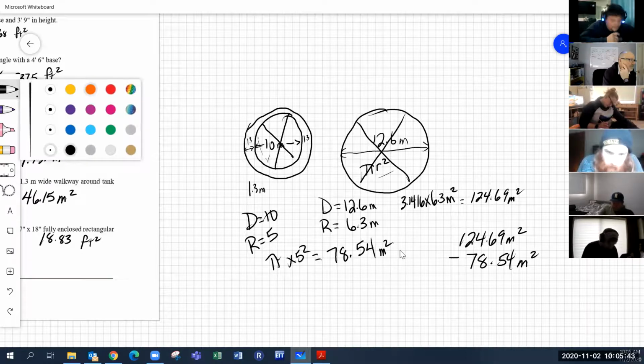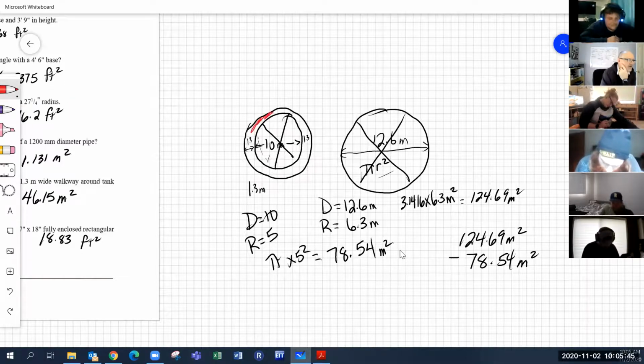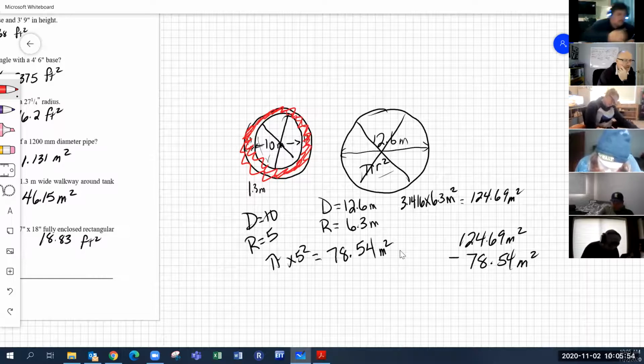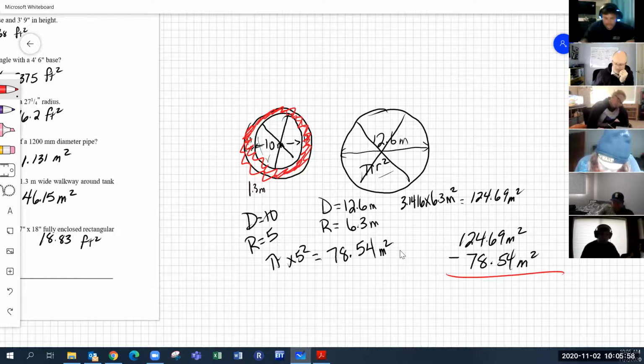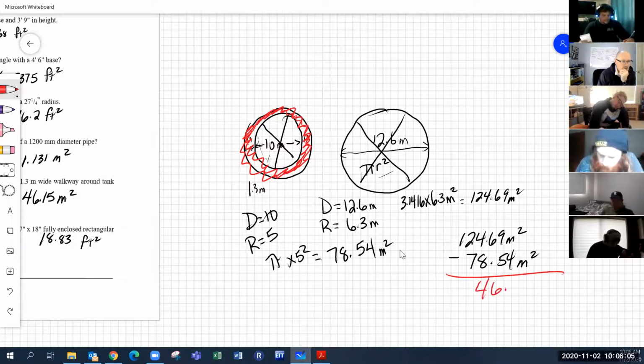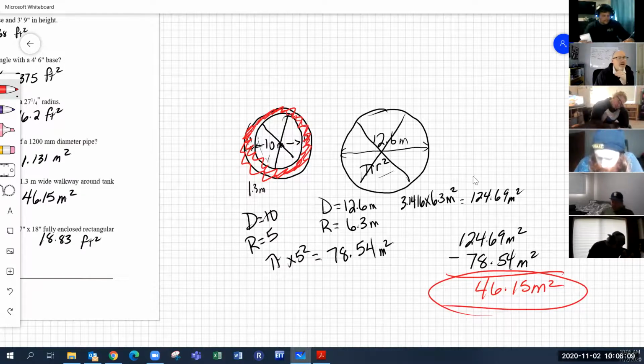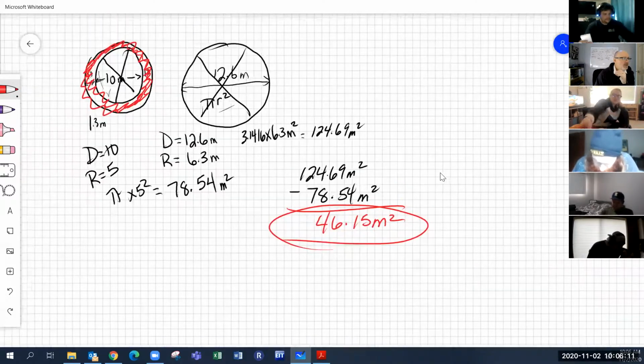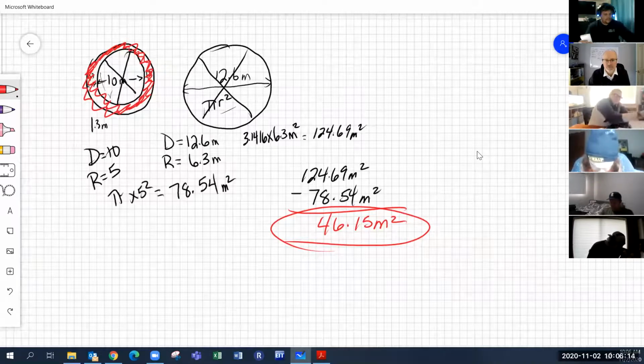So my area of my walkway is here around the tank. This is a little catwalk, if you will, around the tank. And so I'm going to take one, minus it off the other. And that equals 46.15 meters squared is the area of the walkway around that tank.